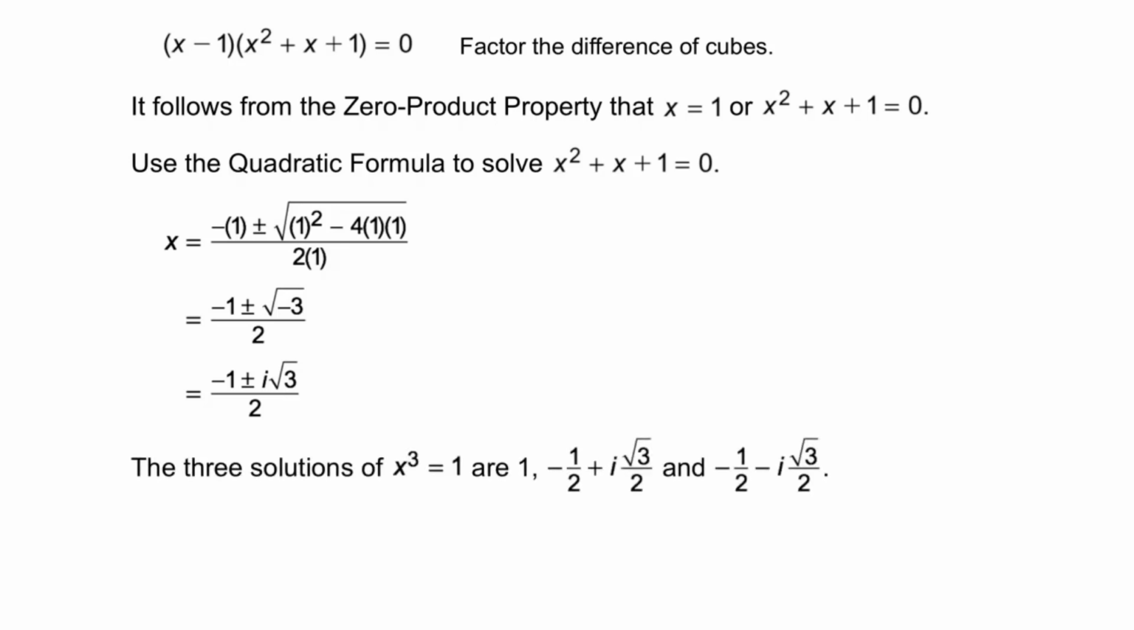So we can now state the three solutions of x cubed equals 1 are 1, negative 1/2 plus i times the square root of 3 over 2, and negative 1/2 minus i times the square root of 3 over 2.